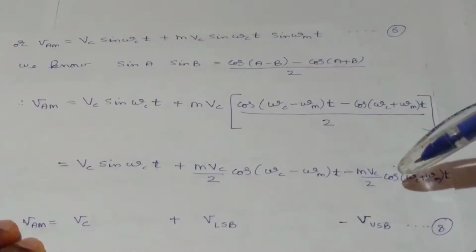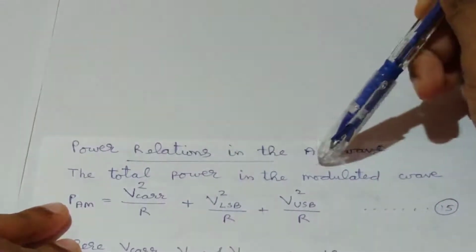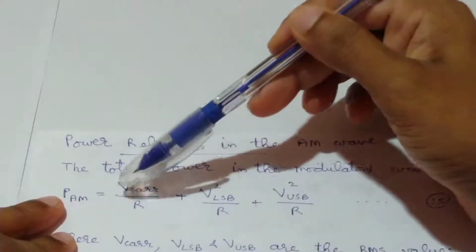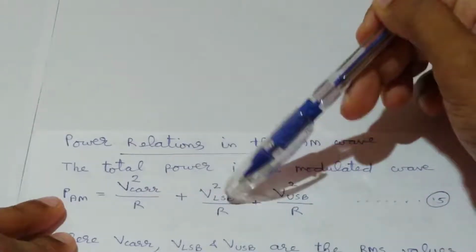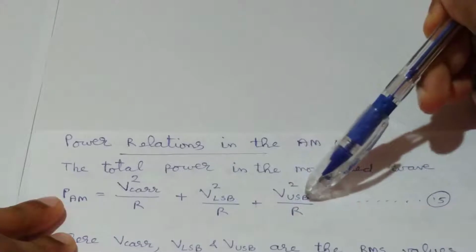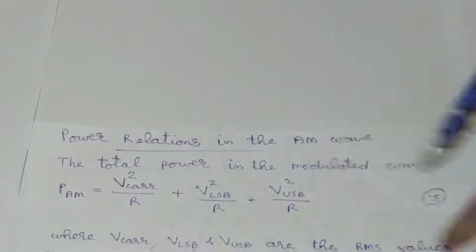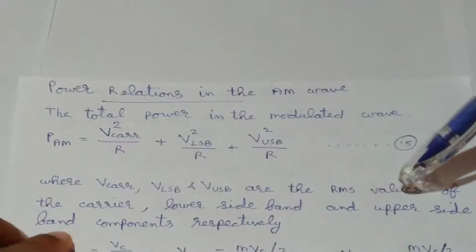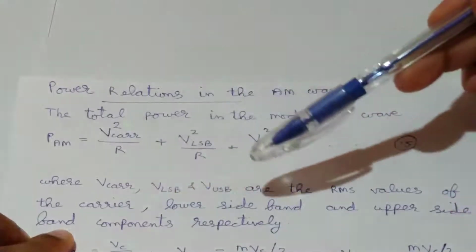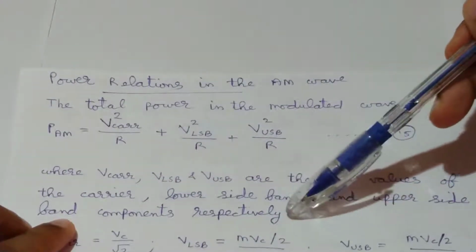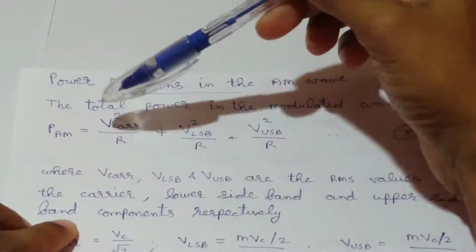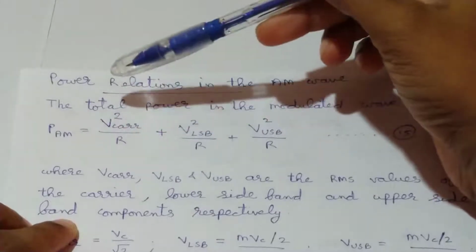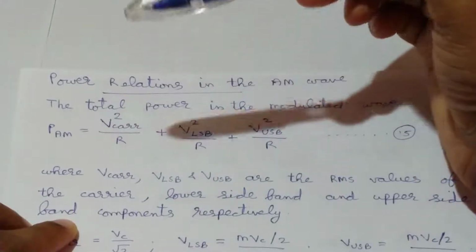Let's now consider these equations. So we can write the total power in the modulated wave as P_AM is equal to V carrier square divided by R plus V LSB square divided by R plus V USB square divided by R, where V carrier, V LSB and V USB are the RMS values of the carrier, lower sideband and upper sideband components respectively. So here we are calculating the total power in the modulated wave by using our general equation V square by R, and that V is our RMS voltage.